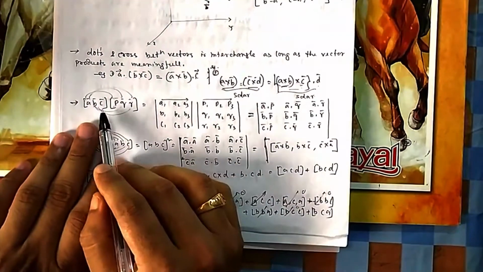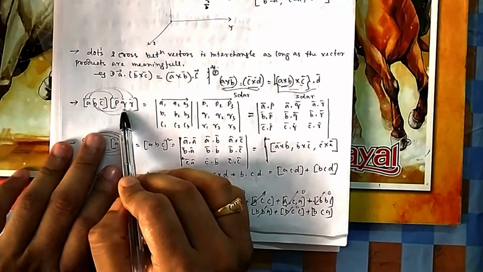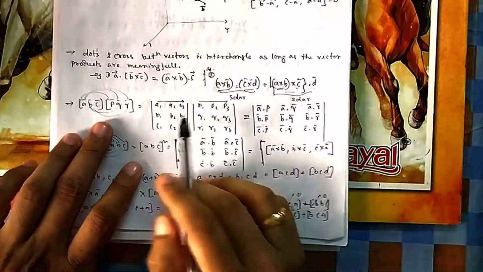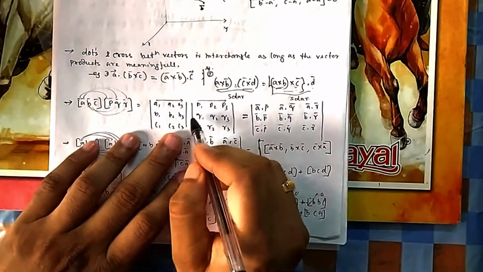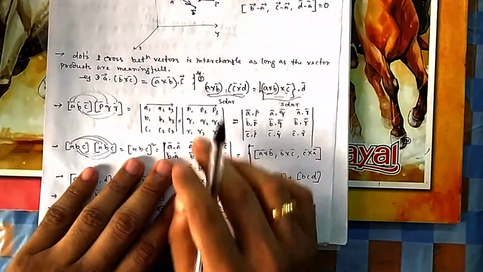Now product of two boxes. Suppose box ABC, product of box PQR. Now this one, box ABC, is this determinant we know. So that is multiplied with this determinant. Now how are determinants multiplied?